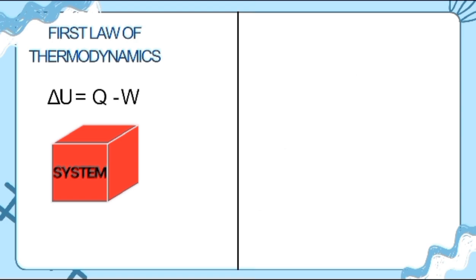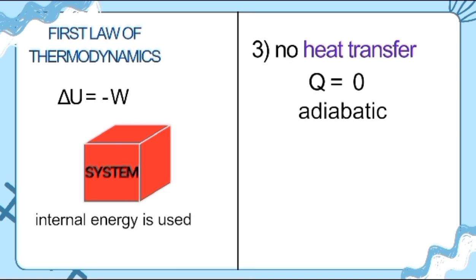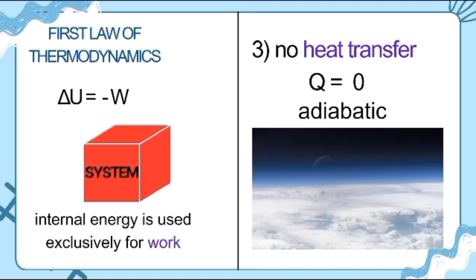If there is no heat transferred, Q will be 0 and delta U will equal negative W. This means that the internal energy of a system changes as the result of doing work on its surroundings or the surroundings doing work upon the system. Such a process is called an adiabatic process, meaning no heat transfer. We can see this in certain processes in Earth's atmosphere, as masses of air change position due to pressure differences.